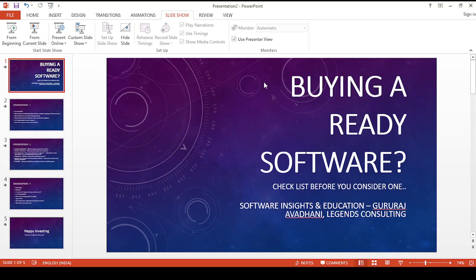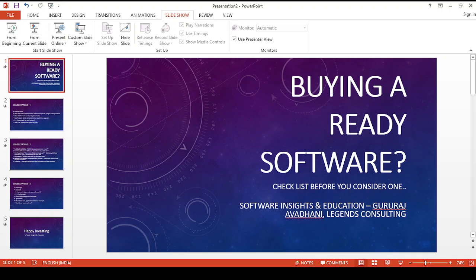I'm Guru Raj Avdhani. I have chosen a topic called buying a ready software. This is going to be the topic of discussion today. I have prepared a checklist, and this checklist is going to help you while deciding to purchase a software. Since purchasing is going to be a complex process for any kind of software, this is going to be a ready reckoner for you.